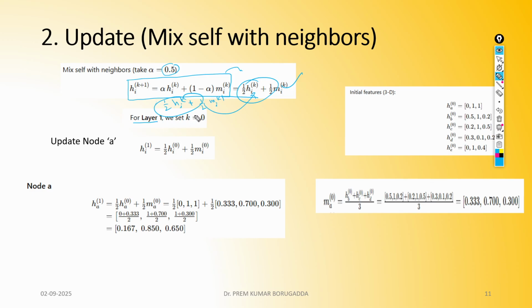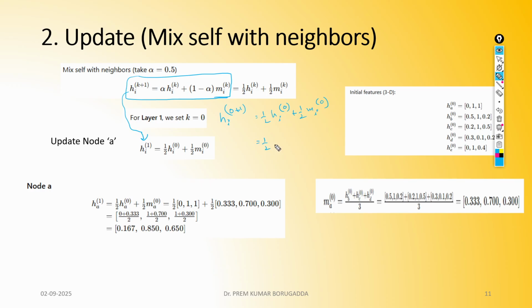So for layer 1 we are going to set the k value 0. How are you going to update node A? In this formula you are going to simply substitute k value 0. Whenever I substitute k value 0, the result will be like this: hi of 0 plus 1 is equal to 1 by 2 hi of 0 plus 1 by 2 mi of 0.